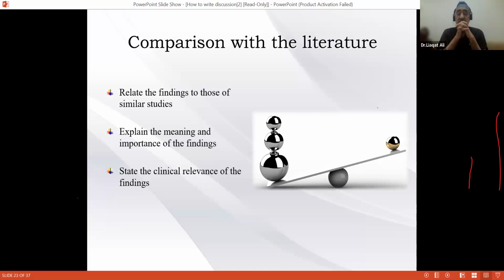To relate the finding to those of the similar studies, explain the meaning and importance of the findings, main outcome findings, not going into the tangential issues, and state the clinical relevance, or if it is a basic sciences study then the basic sciences relevance of the finding. That is why it is relevant clinically, what you are telling. So this comparison of literature should be within the 2 to 3 paragraphs, keeping in mind these points. Next, please.